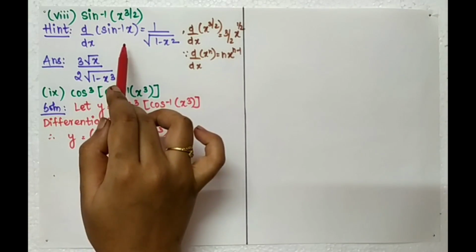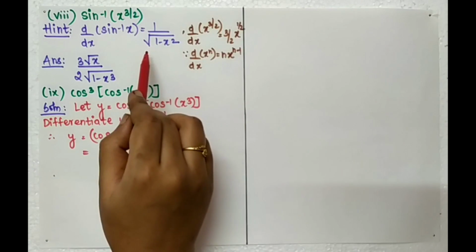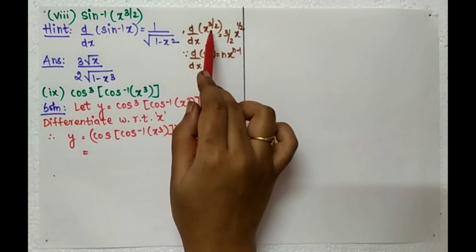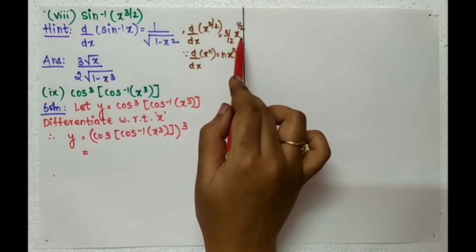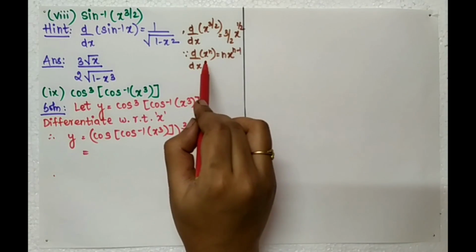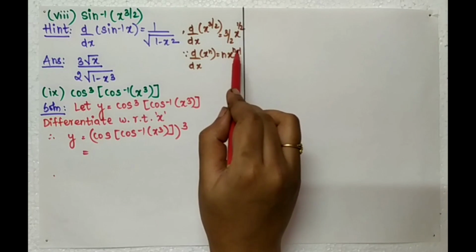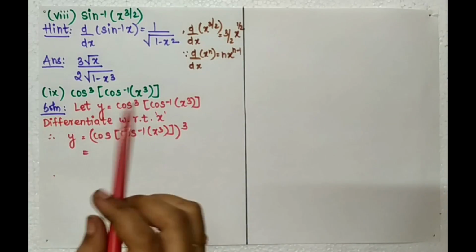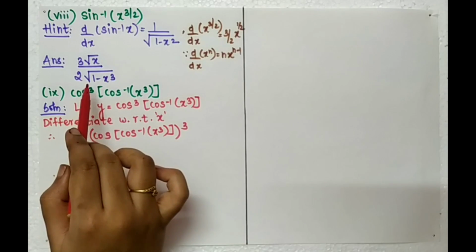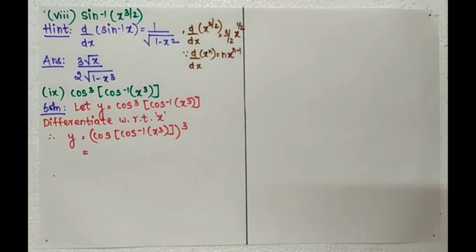Derivative of sine inverse x is 1 upon root of 1 minus x square, and derivative of x raised to 3 by 2 is 3 by 2 x raised to half. That is, derivative of x power n is n into x power n minus 1. And the answer is 3 root x upon 2 root of 1 minus x cube. After solving, you can verify your answer with this.